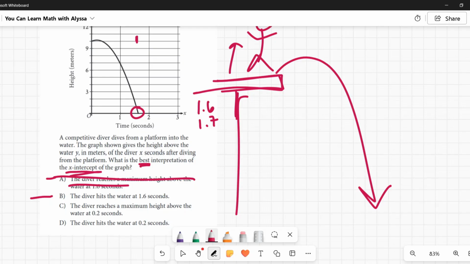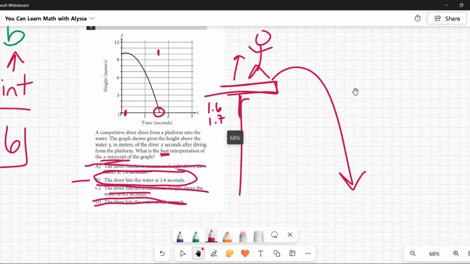They didn't ask what the maximum of this graph means. They asked for the x-intercept. That one's out. And D, the diver hits the water at 0.2 seconds. That would be over here. That one is clearly not true. So my answer is B. The best interpretation of the x-intercept is that the diver hits the water at 1.6 seconds.